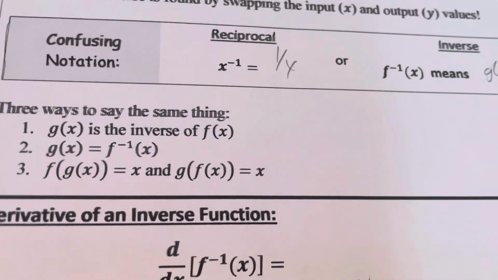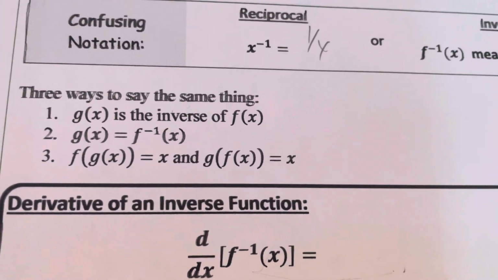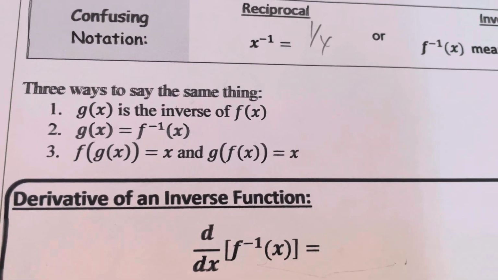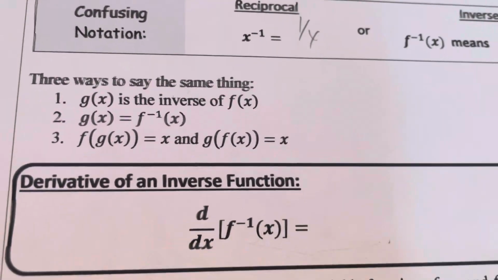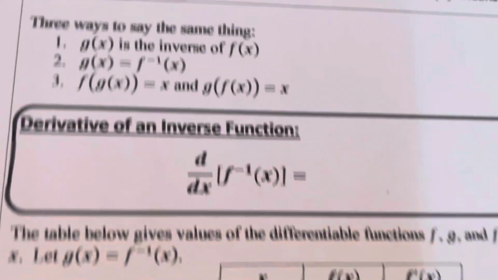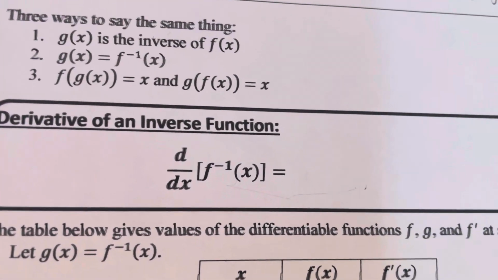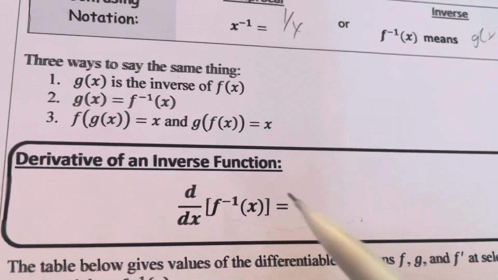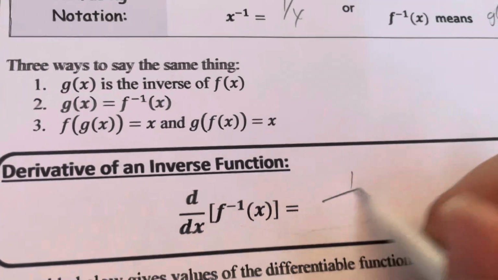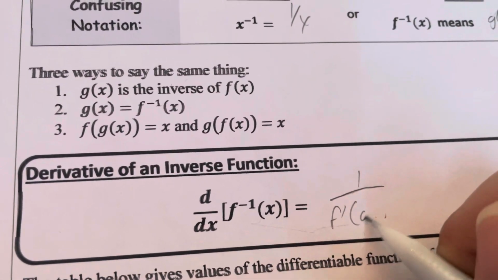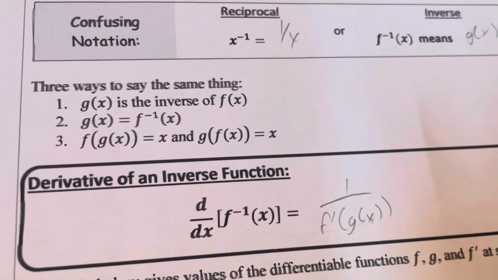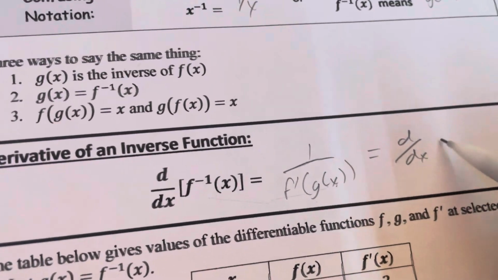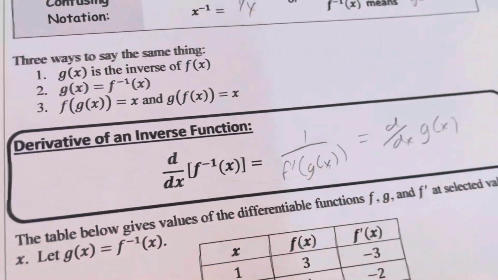3 ways to say the same thing. 1, g of x is the inverse of f of x. 2, g of x equals the inverse of f of x. Or 3, f of g of x equals x and g of f of x equals x. Derivative of an inverse function. So the derivative of the inverse of f of x equals just 1 over f prime of g of x. And this also equals the derivative of g of x.